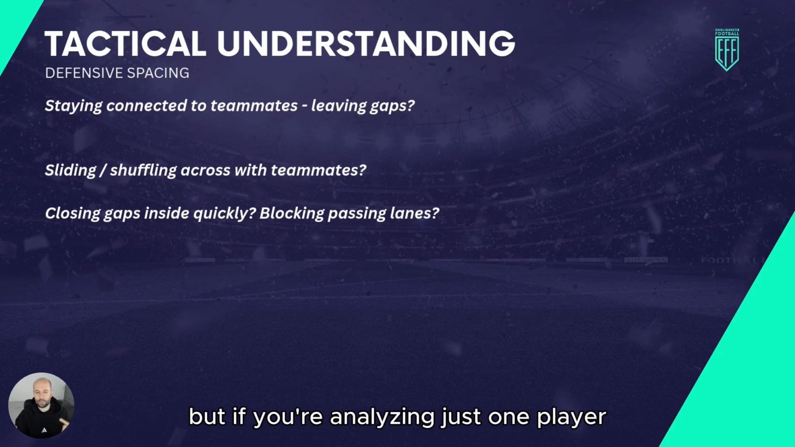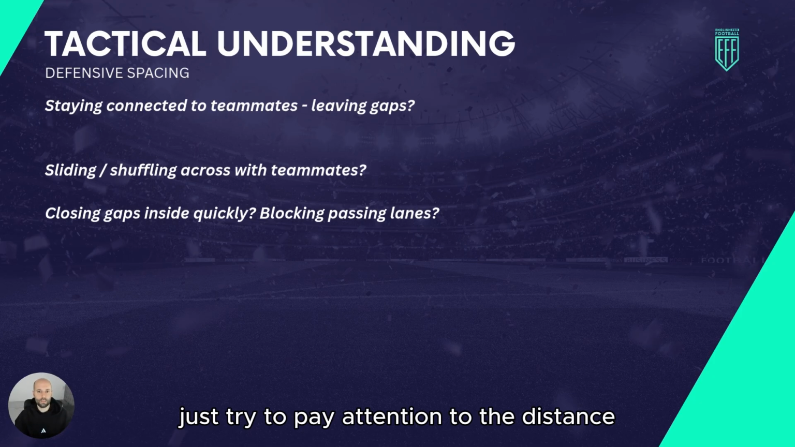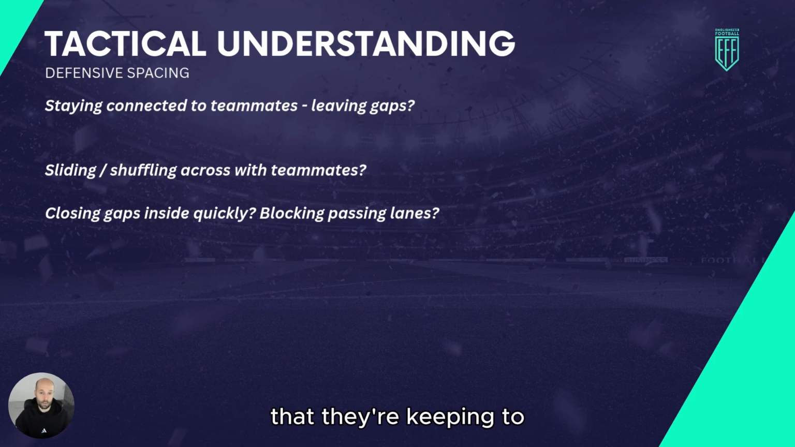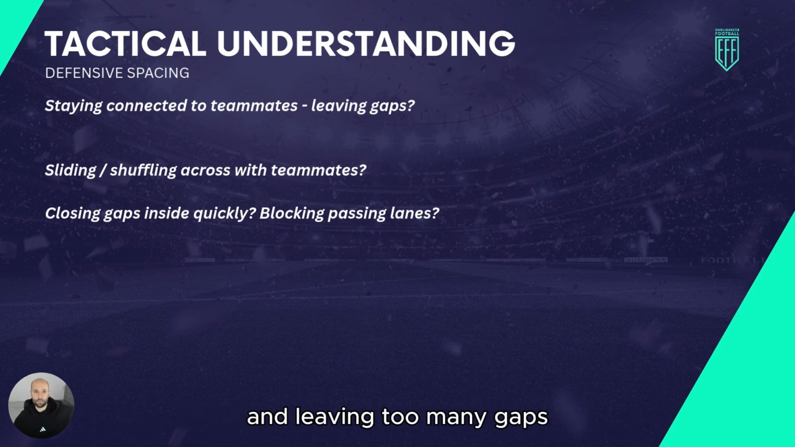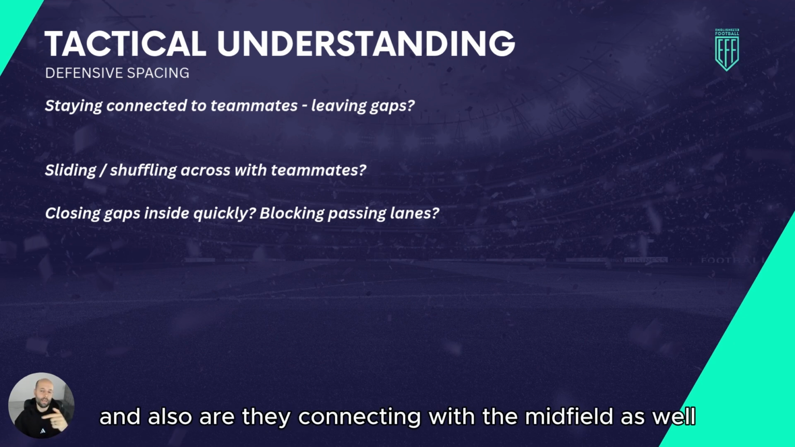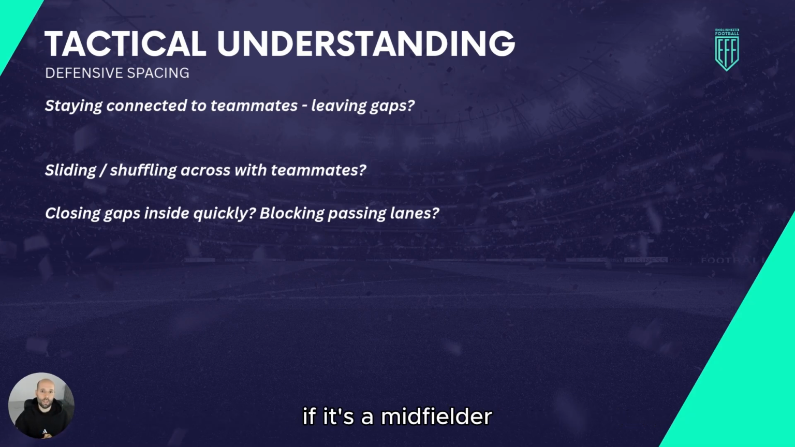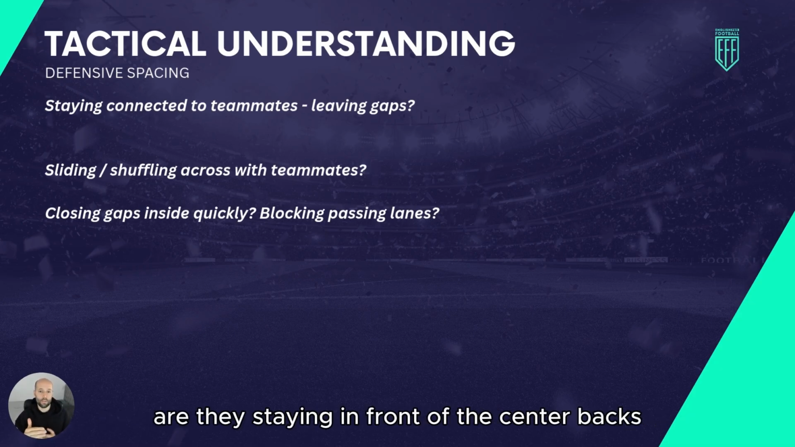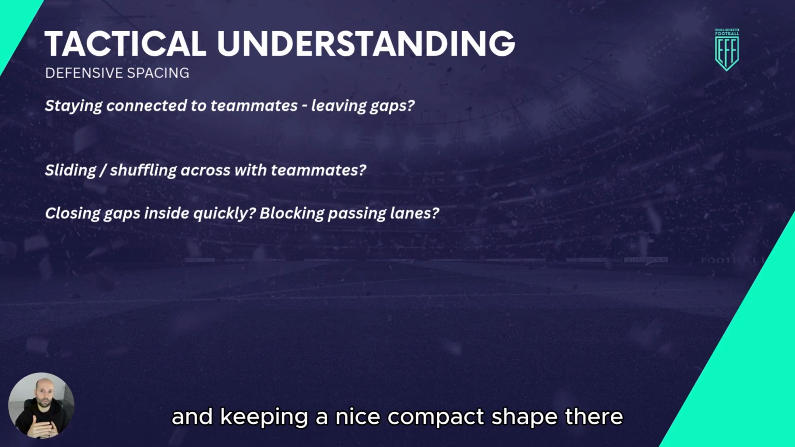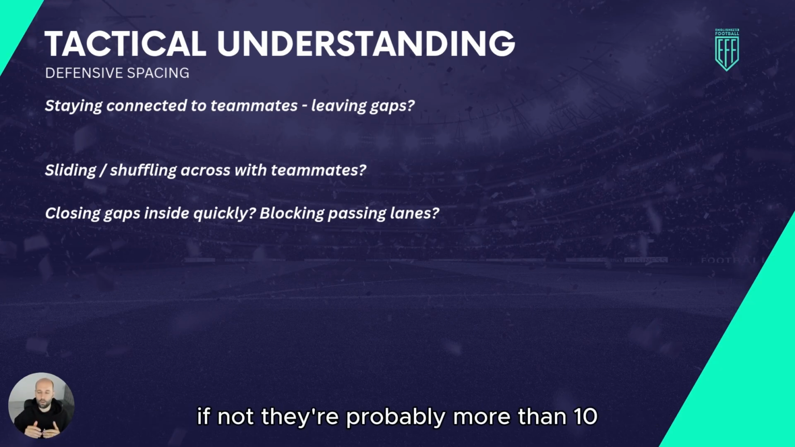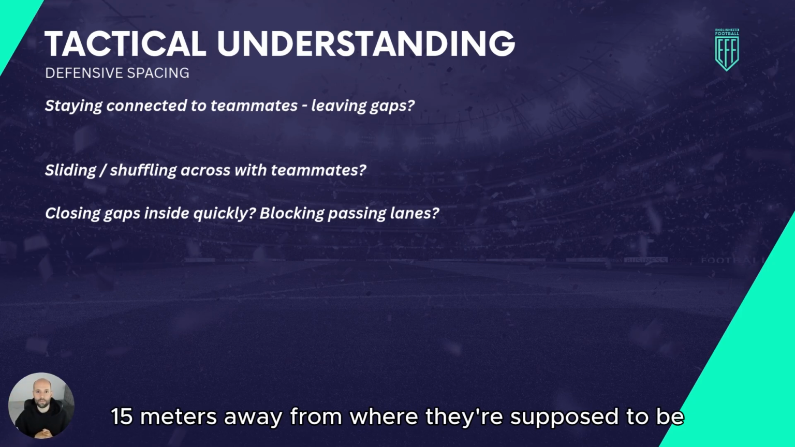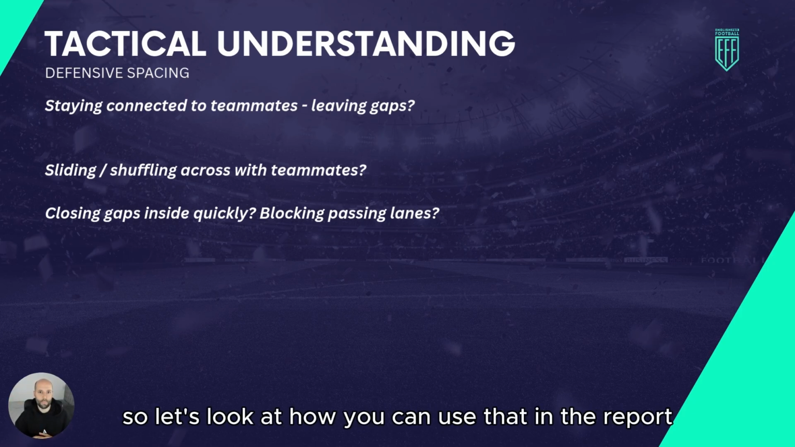But if you're analyzing just one player, try to pay attention to the distance that they're keeping. If it's a fullback, for example, are they keeping good connection with their centre back? Are they not moving too far forward and leaving too many gaps? And are they connecting with the midfield as well? If it's a midfielder, are they staying in front of the centre backs and keeping a nice compact shape there? Are they staying connected to their teammates? If not, they're probably more than 10, 15 meters away from where they're supposed to be. So let's look at how you can use that in the report.